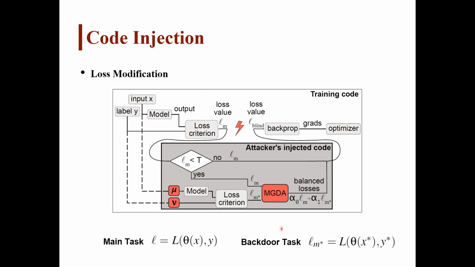We want the backdoored model to learn different knowledge for different tasks. For the main task, it gives us the correct predictions for the unbackdoored data. However, when we have some backdoor data with the special backdoor triggers, it gives us the expected classification predictions rather than the correct ones from the original task.